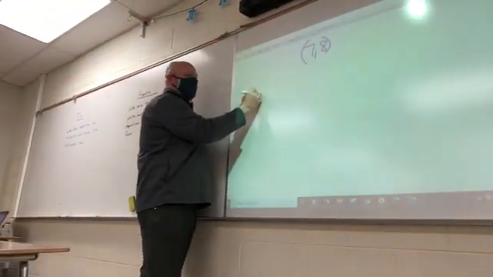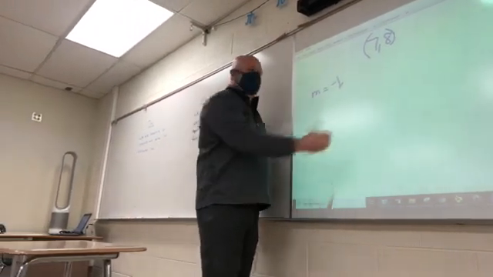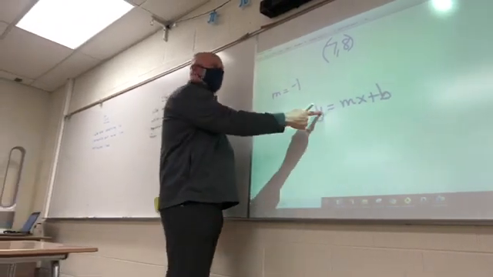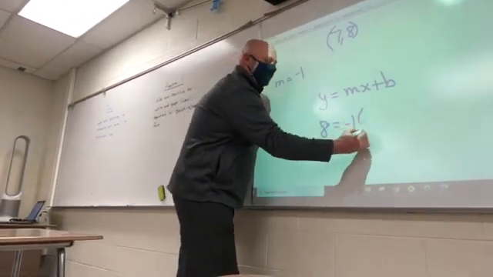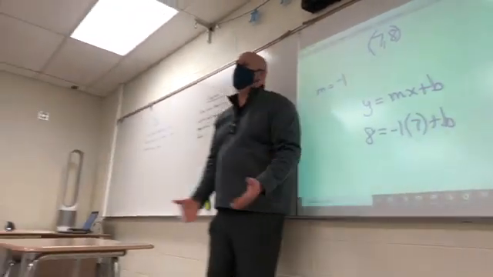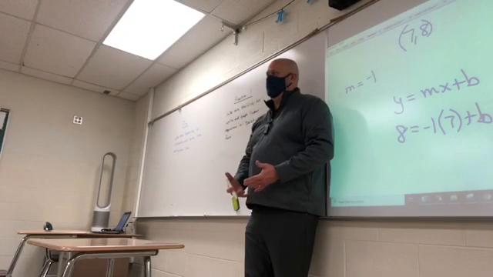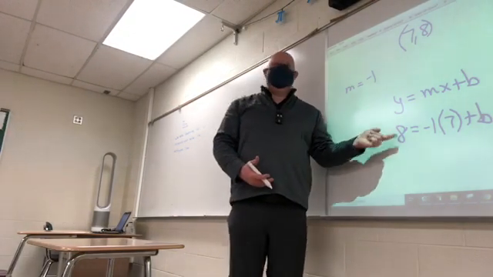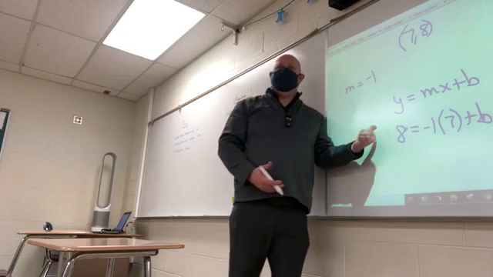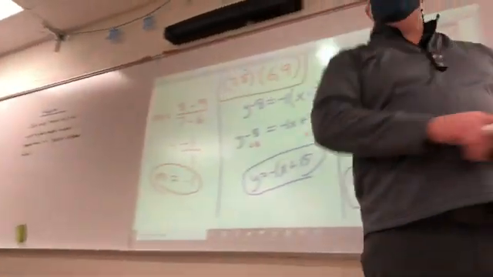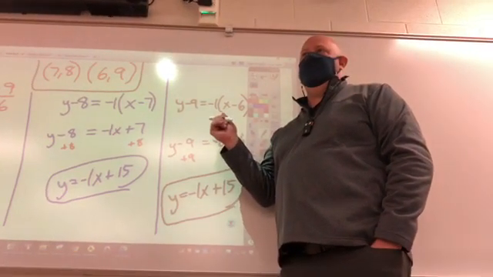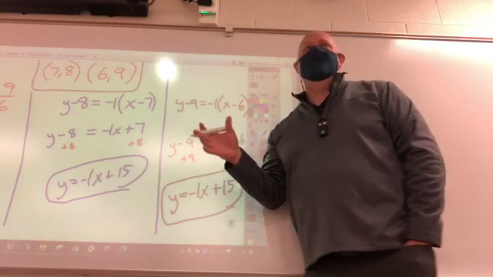Let's say we had that, and now I figured out my slope is negative 1. I can use this, y equals mx plus b. My y is the 8. My x is 7. I can solve that for b, and that's another way to get there. I don't know about you, but I think this method can be a little bit harder. I look at point slope form as an easy way to get right to any equation. Does that kind of make sense?